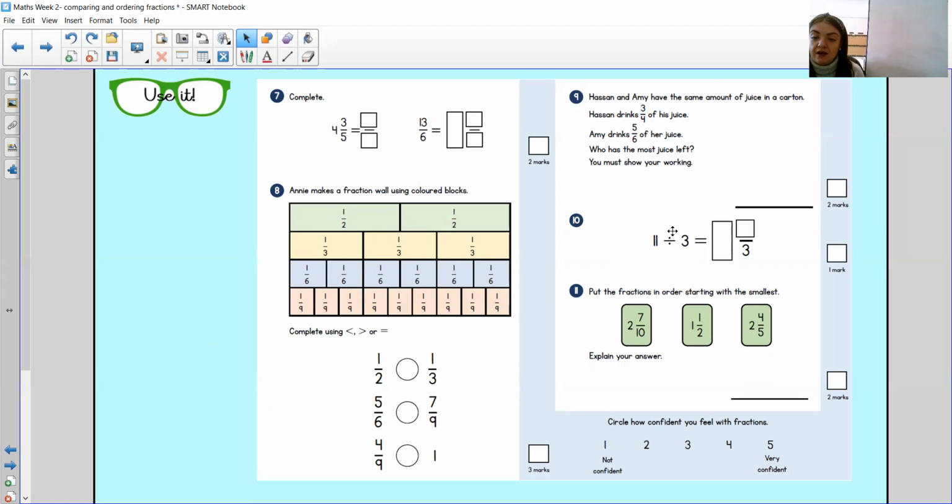This one here is trying to work out what the mixed number is going to be when you do 11 divided by 3. And then putting your fractions in order, starting with the smallest. So looking at these here, can you put them from smallest to largest? And then it's asking you to explain it. So have a little go at those questions for me. And then once you've done, come on back.